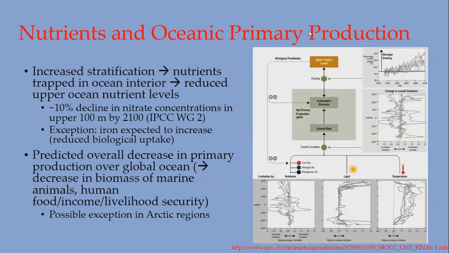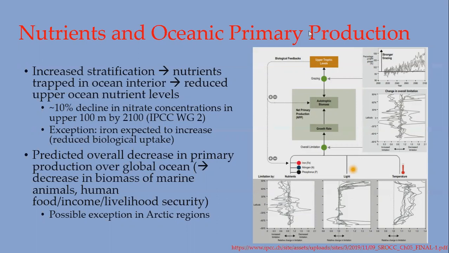And as I mentioned before, increased stratification in the upper ocean has a variety of effects. So here we look at how nutrients like nitrate become trapped in the ocean's interior, which leads to reduced nutrient levels in the upper ocean. However, we might note that there is an exception for iron. All of this can be explained by looking at the schematic at the right.